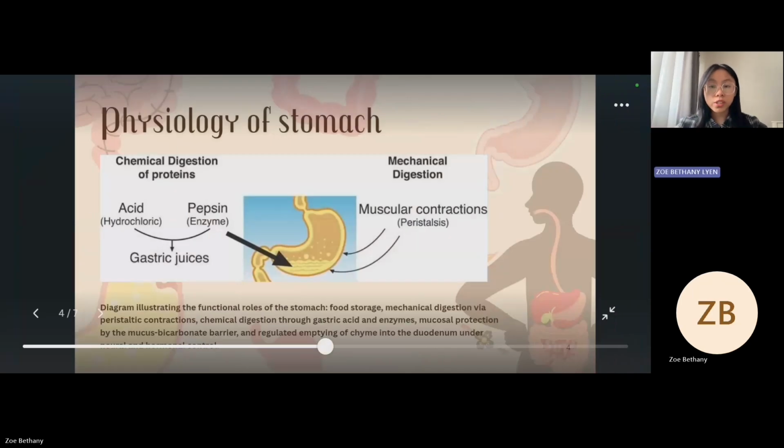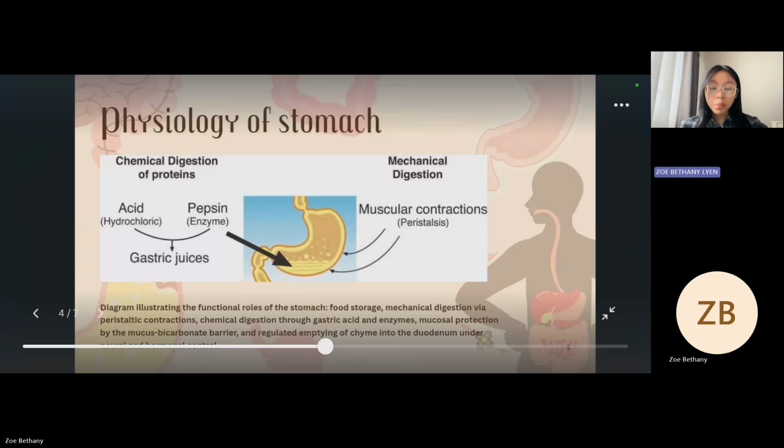Okay, so let's move on to the physiology of the stomach. So let's see the diagram. The diagram illustrates the functional roles of the stomach, which is mainly a food storage organ, and also mechanical digestion via the peristaltic contraction. This means that food is mixed with gastric juice to form chyme.